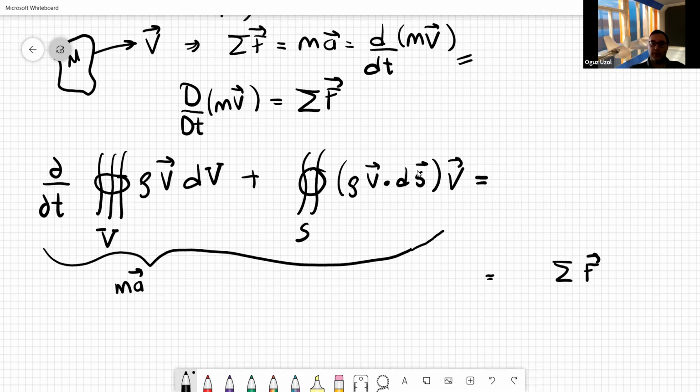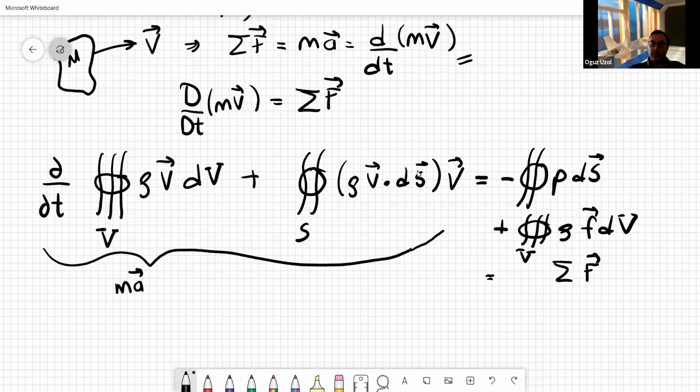What causes this acceleration, or what causes this momentum change? Many different types of forces can cause that. First of all, pressure forces. If pressures are acting on surfaces, this could result in a momentum change. And if there are certain body forces acting on a volume, gravitational forces, or magnetic forces, these could be acting on the fluid, so that could change the momentum.